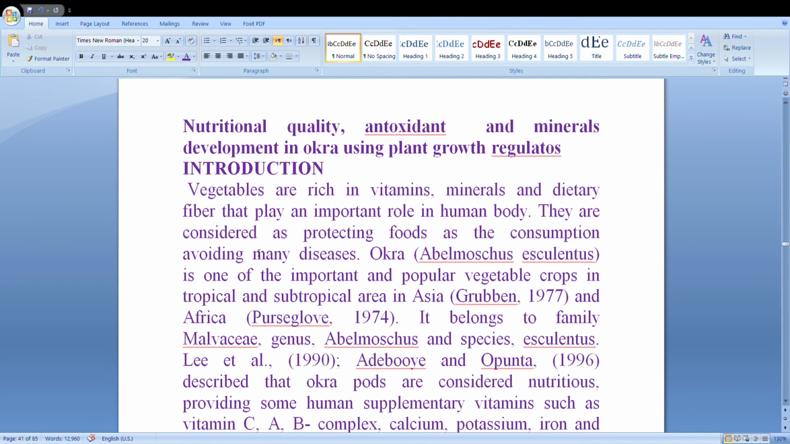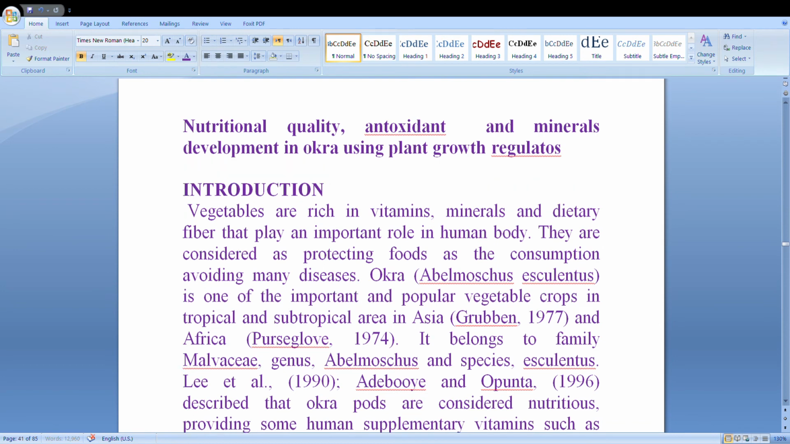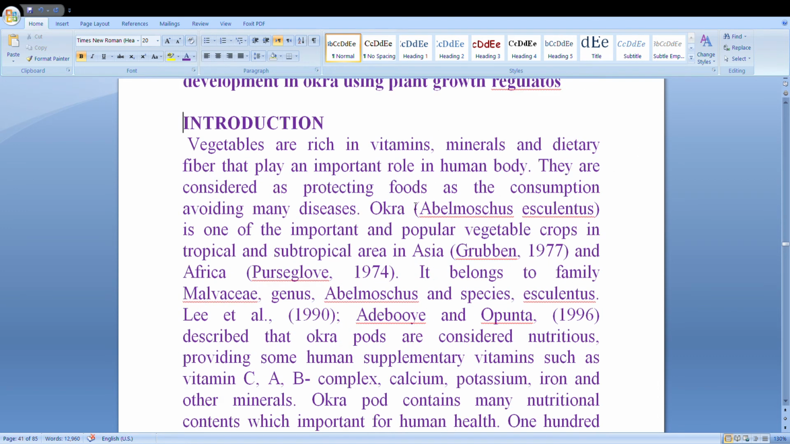Chapter 6, we can see nutrition quality, antioxidant and the mineral contents development in okra using plant growth regulators. Different types of okra. This is one kind of vegetable. Vegetables are rich in vitamins, minerals, and dietary fibers that play an important role in human nutrition. This is important: vegetables and fruits are most important for human nutrition. They are considered protective foods, as their consumption avoids many diseases.